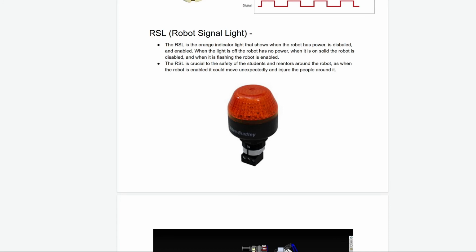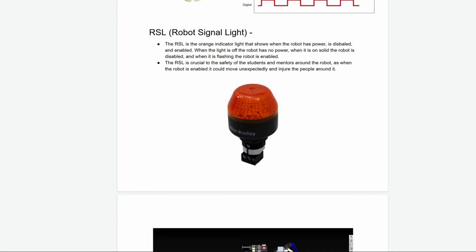This is crucial because if you don't know if the robot's enabled or not, and you stick your hand or head into somewhere where the robot's about to move, you can get injured, or the robot could, you don't see it coming, run you over. Obviously bad things, and the reason we have the RSL, the reason it's a mandatory piece of equipment on every single robot in a visible place, is so people around the robot know if they can get close to it, if it's safe to do so.